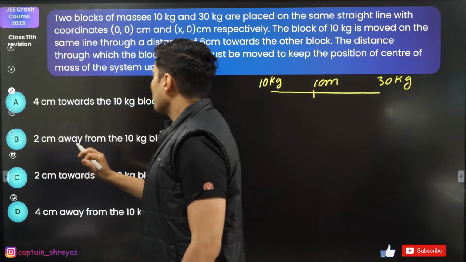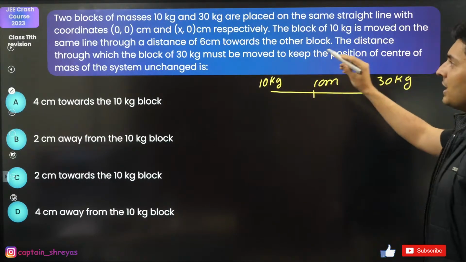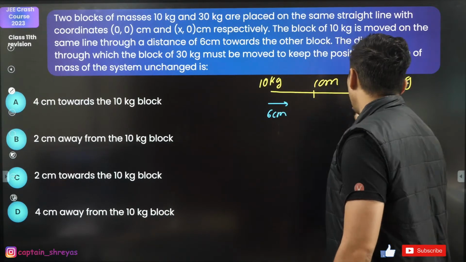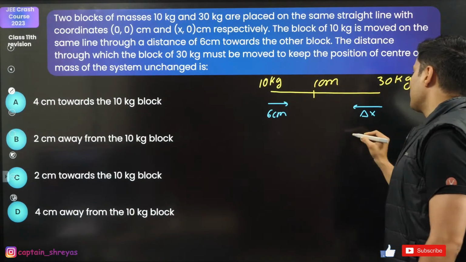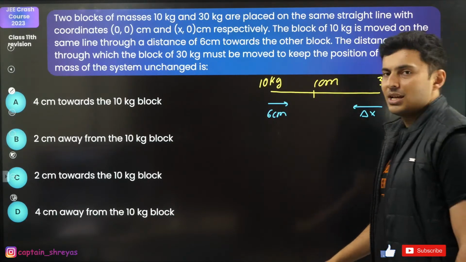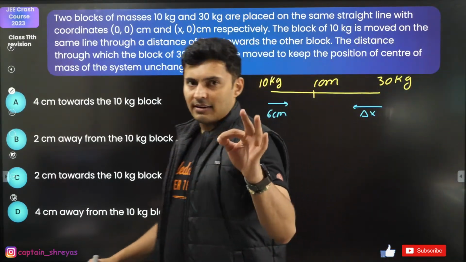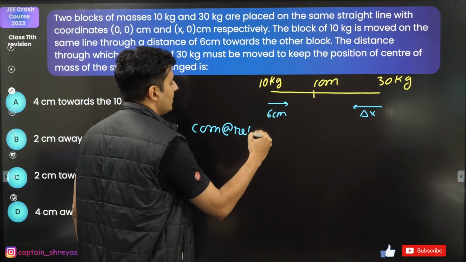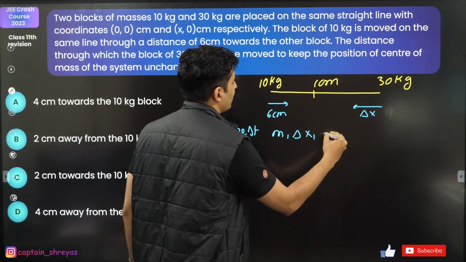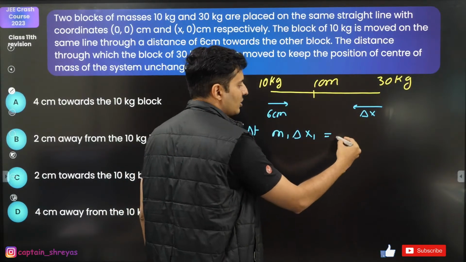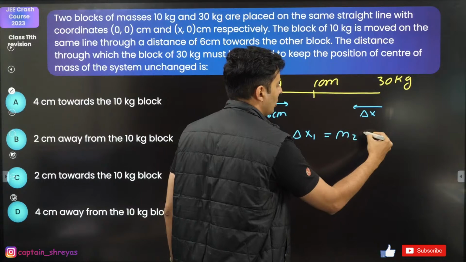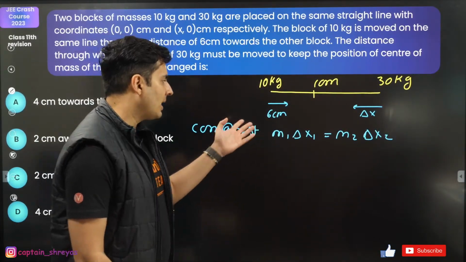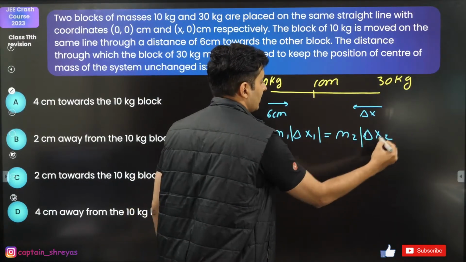If you move 10 kg by 6 centimeters towards the other block, then you will obviously have to move this mass by some distance to keep the center of mass unchanged. And whenever the center of mass is at rest, I have given you one formula: m1 delta x1 plus m2 delta x2 is equal to 0. So here, magnitude wise, it is m2 delta x2. Only two masses are there, so magnitude wise I can just use this formula.